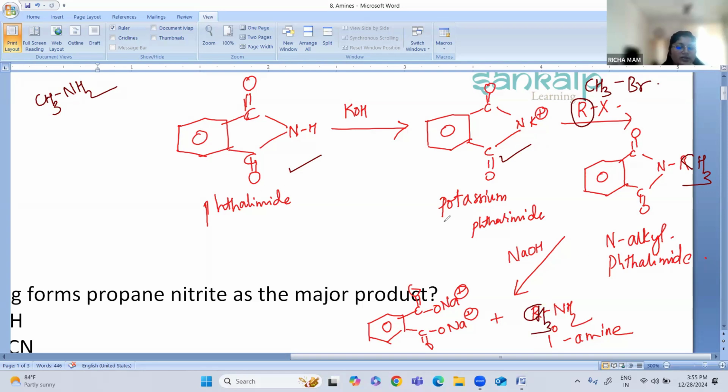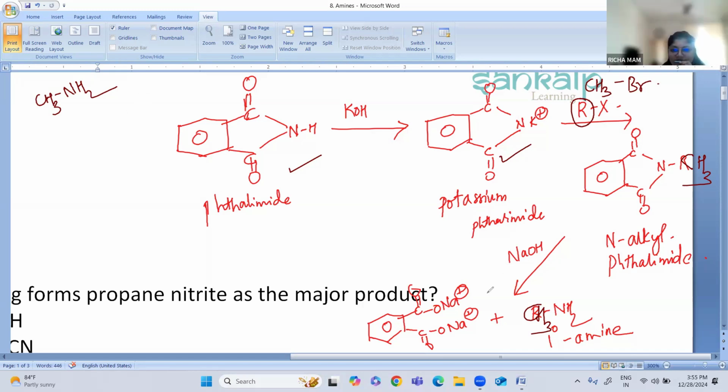Now you have to explain, in one line, a short explanation. Phthalimide reacted with potassium hydroxide to give you potassium phthalimide. Potassium phthalimide we further reacted with alkyl bromide, or you can write methyl bromide, to give you an alkyl phthalimide. Further hydrolysis with NaOH gives you a primary aliphatic amine or methylamine. Like this, the explanation.